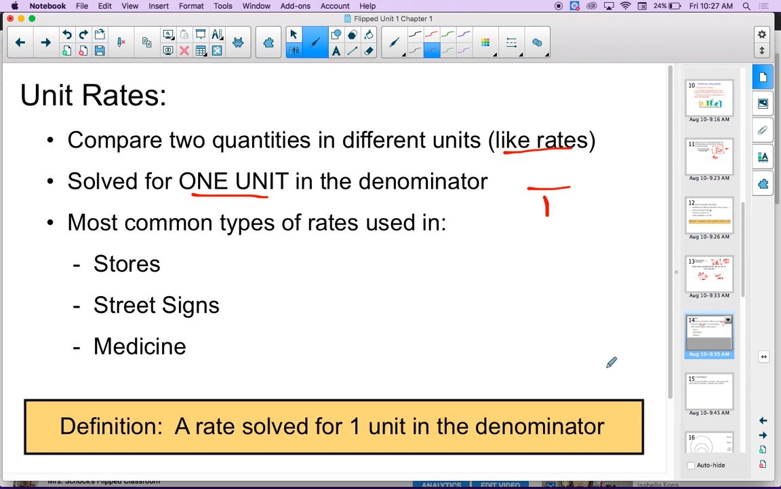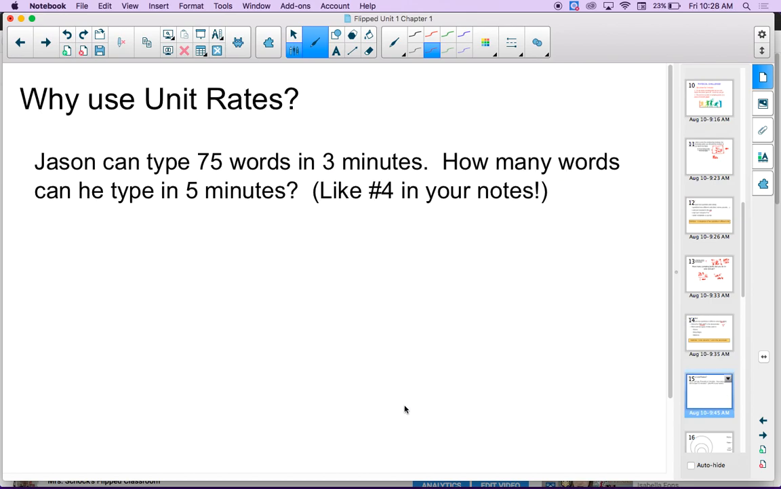Okay, very useful. So you're waiting for a definition. I know this is what you can put in your notes. The definition of a unit rate is a rate solved for 1 unit in the denominator. Okay, so why do we want to use unit rates? Why do we care? Okay, this is a practice problem. It is not in your notes, so you can just pay attention, but I will give you a hint that it's very much like number 4 in your notes.